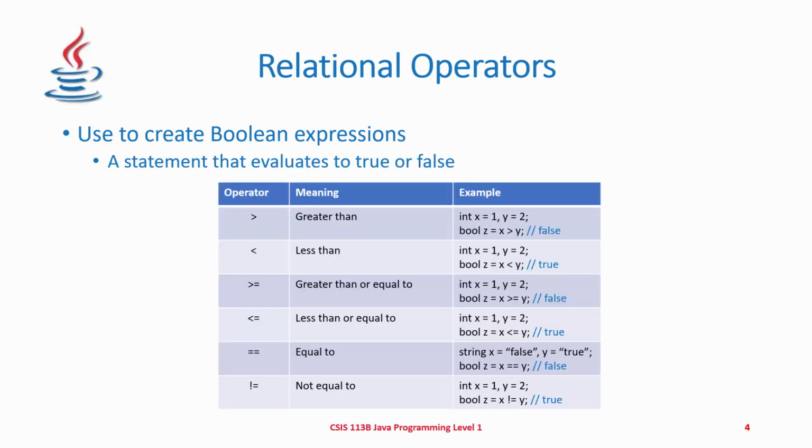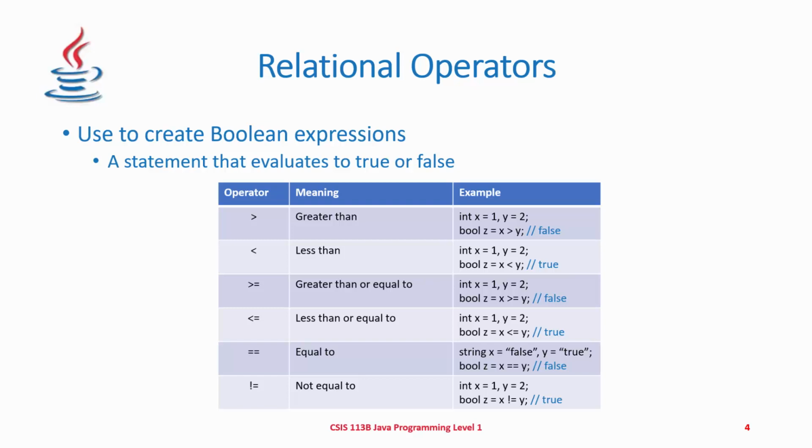Now to set up decision expressions, we will need to use relational operators. And so, as the first bullet point states, we use Boolean expressions, which are expressions that will result to either true or false. In the table, then, you see the different relational operators that we can use to generate the results of true or false.